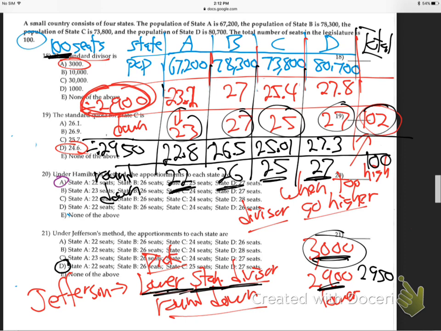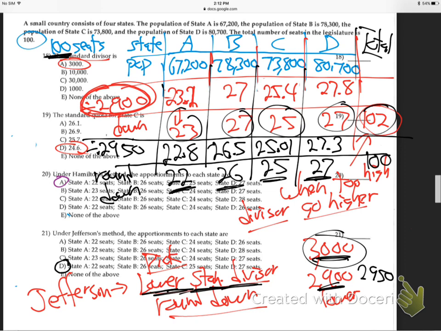Adams thought, hey, this is no good. Jefferson's method's rounding everybody down. He says people don't want to be rounded down. The states want to be rounded up. So Jefferson said, pick a lower standard divisor instead of a higher one. No, wait, backwards. Jefferson said pick low. Adams is going to say pick high. Pick something over 3,000, like 3,100 or something. Pick something higher. That's what Adams is going to do.